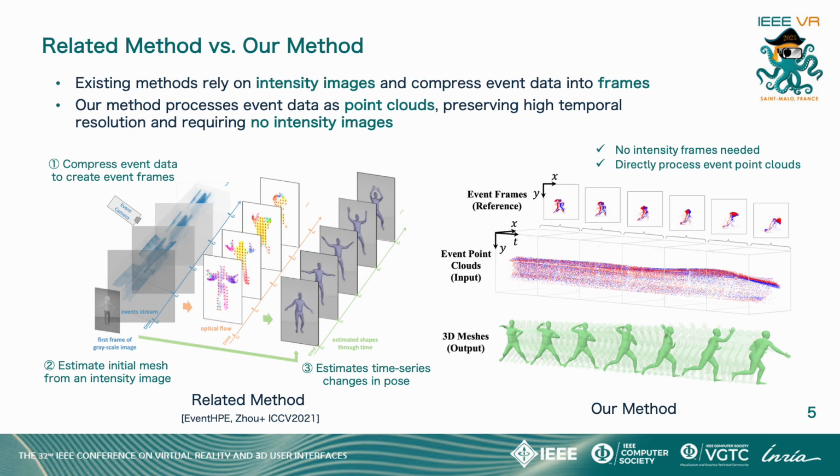Here, we compare existing methods with ours. Conventional approaches, such as Event HPE, rely on intensity images to initialize the mesh and compress event data into frames, potentially losing temporal detail. In contrast, our method processes raw event point crowds, preserving their high temporal resolution and removing the need for any intensity images. As shown on the right, we directly transform these point crowds into 3D meshes, making our approach more robust, especially in low-light scenarios.